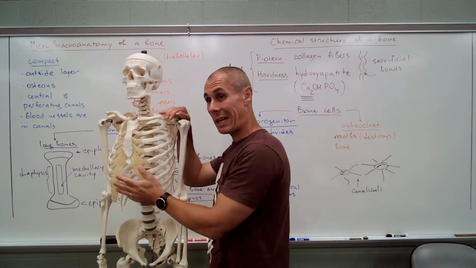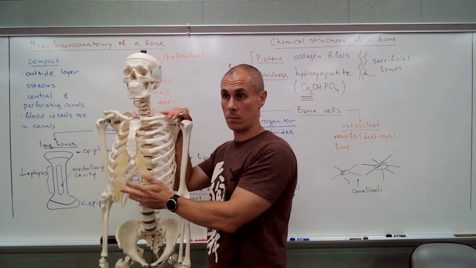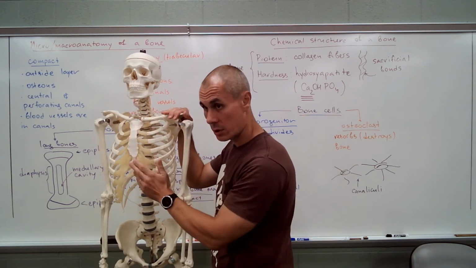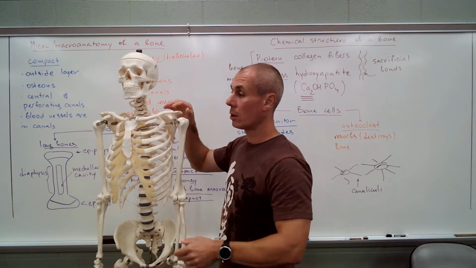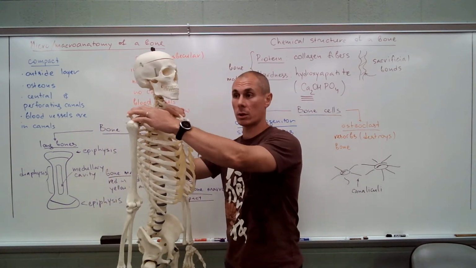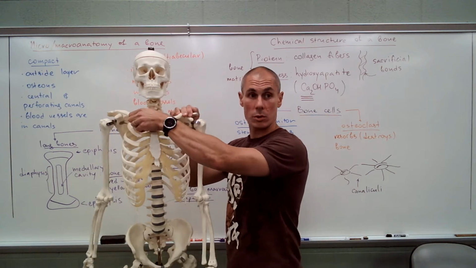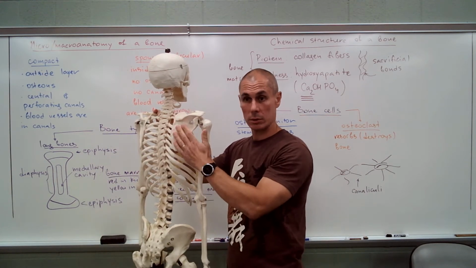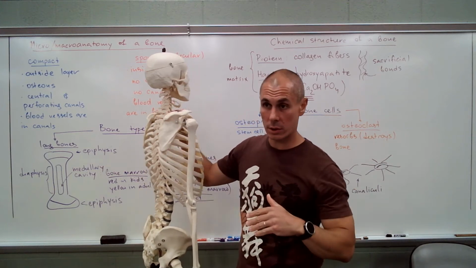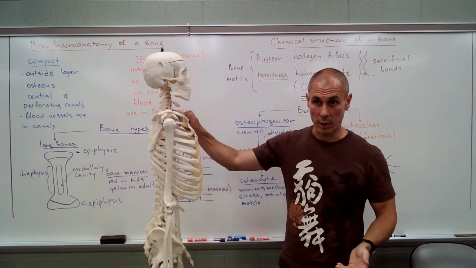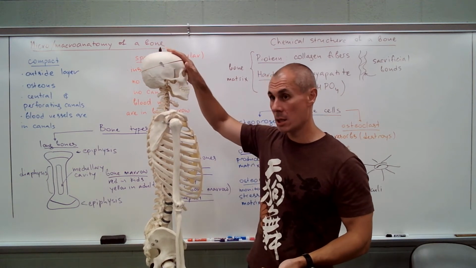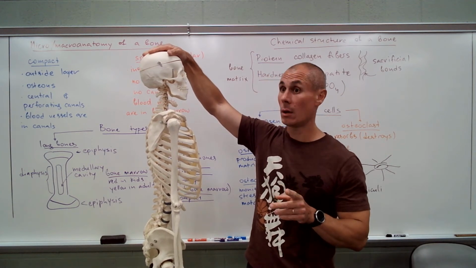Your thoracic cage is flat. Okay? Ribs, sternum, flat. Your what's called pectoral girdle, so clavicles, the collarbones, and scapula, the shoulder blades, considered flat bones. The bones of the cranium are flat.